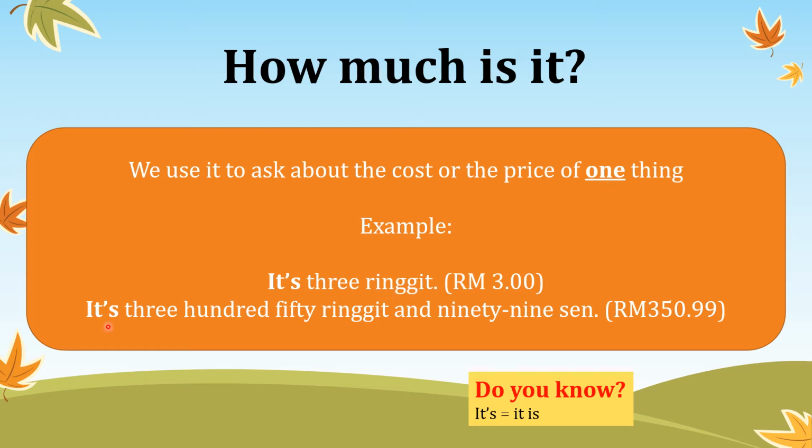And then, it's 350 ringgit and 99 cent. Okay, so you need to remember how much is it? So the answer must be it's. Do you know it's comes from the word it is. Okay, so for this one, it is 3 ringgit. Ia berharga 3 ringgit. So kita bercakap tentang satu benda sahaja. That's why we use how much is it.